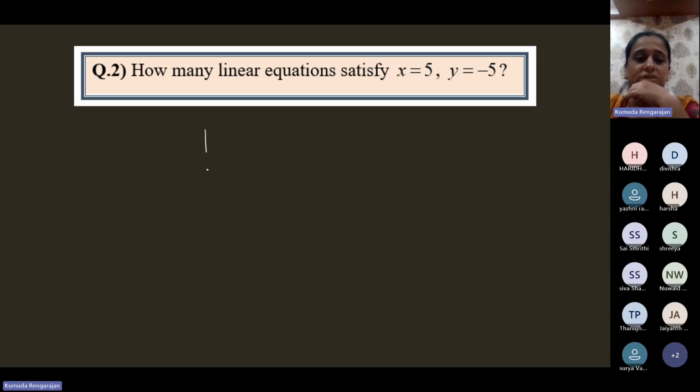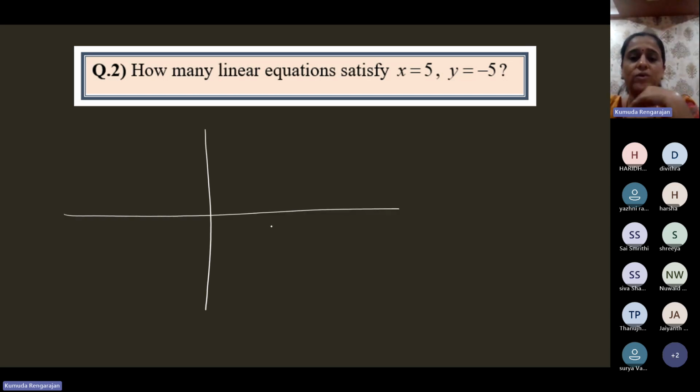So let's locate this point in the Cartesian plane. x is equal to 5, y is minus 5. 1, 2, 3, 4, 5. Minus 1, minus 2, minus 3, minus 4, minus 5. So here. Okay, so this is 5, comma, minus 5. Now, how many linear equations will satisfy x is equal to 5 and y is equal to minus 5?